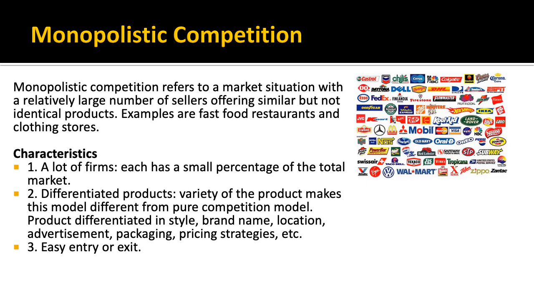The second type of structure is monopolistic competition. This is a little less competitive than perfect competition. Monopolistic competition refers to a market situation with a relatively large number of sellers offering similar products that are not identical. Good examples of these are fast food restaurants and clothing stores. You can see an array of examples in this little chart. You have all the different gas station companies, McDonald's, Walmart, etc. Again, you have a lot of firms.